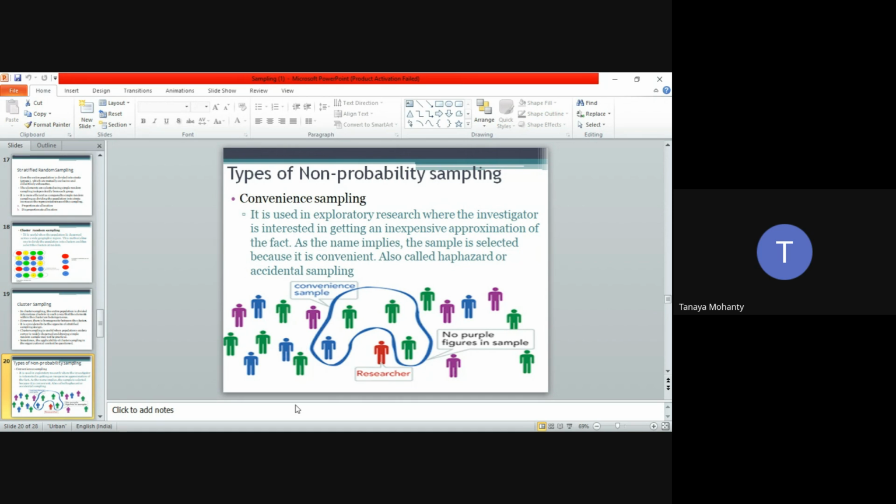So basically it is used in exploratory research where the investigator is interested in getting an inexpensive approximation of the fact. As the name implies, the sample is selected because it is convenient, also called haphazard or accidental sampling. Normally, it is meant for convenience, but at the same time, we believe it is not a completely scientific procedure for selecting the sample. So we normally call it a haphazard or an accidental sample.